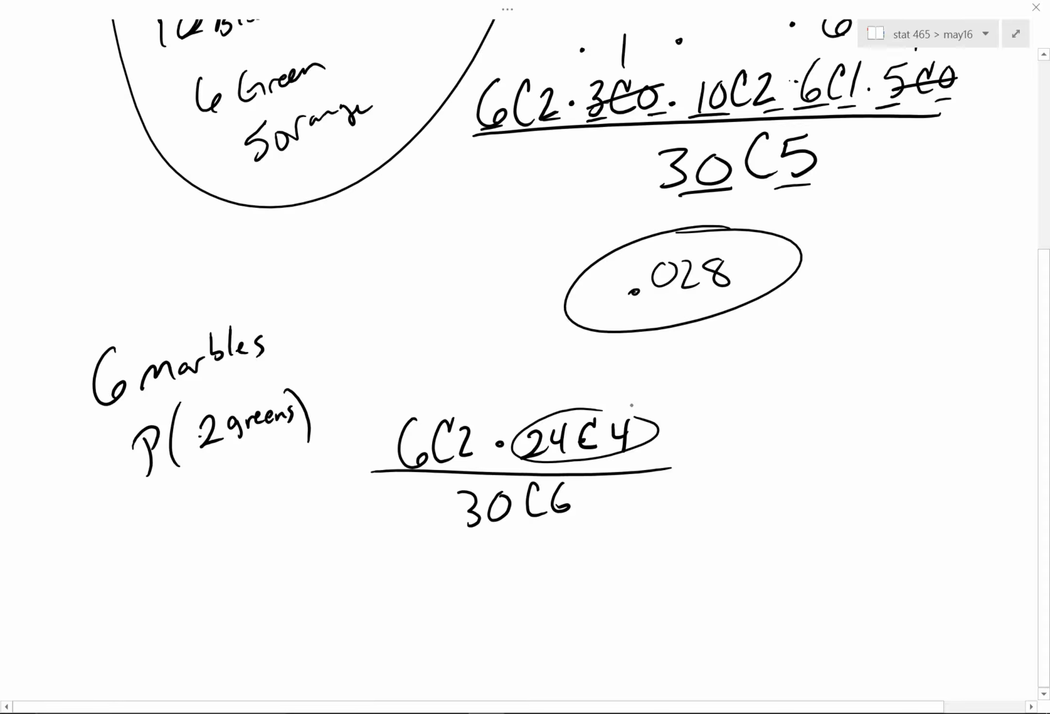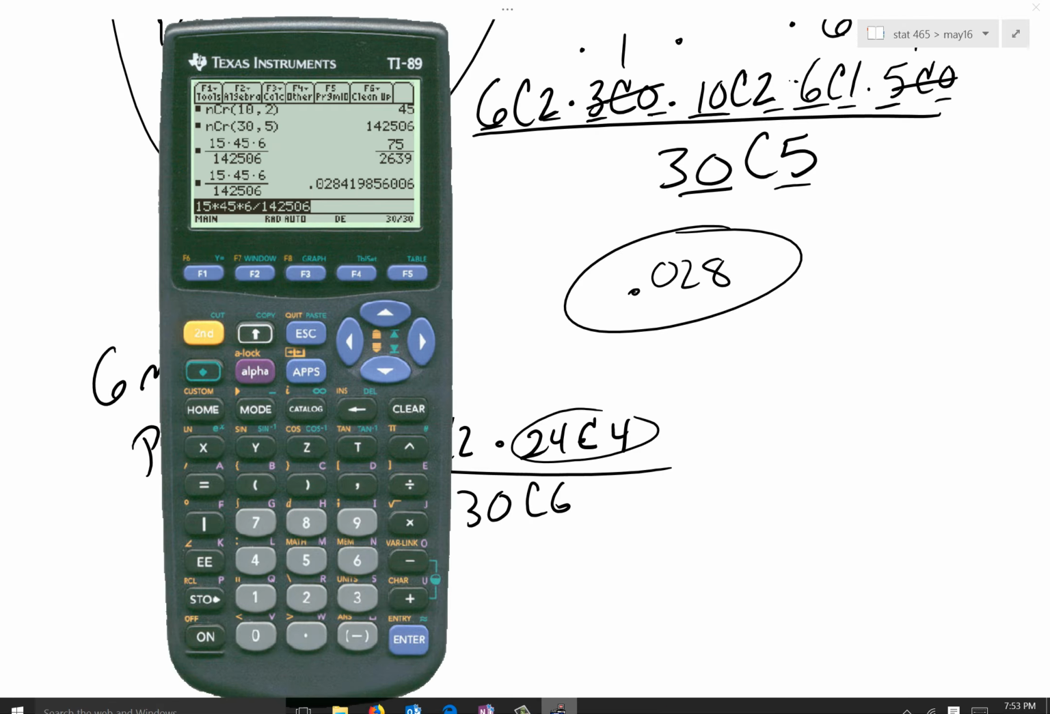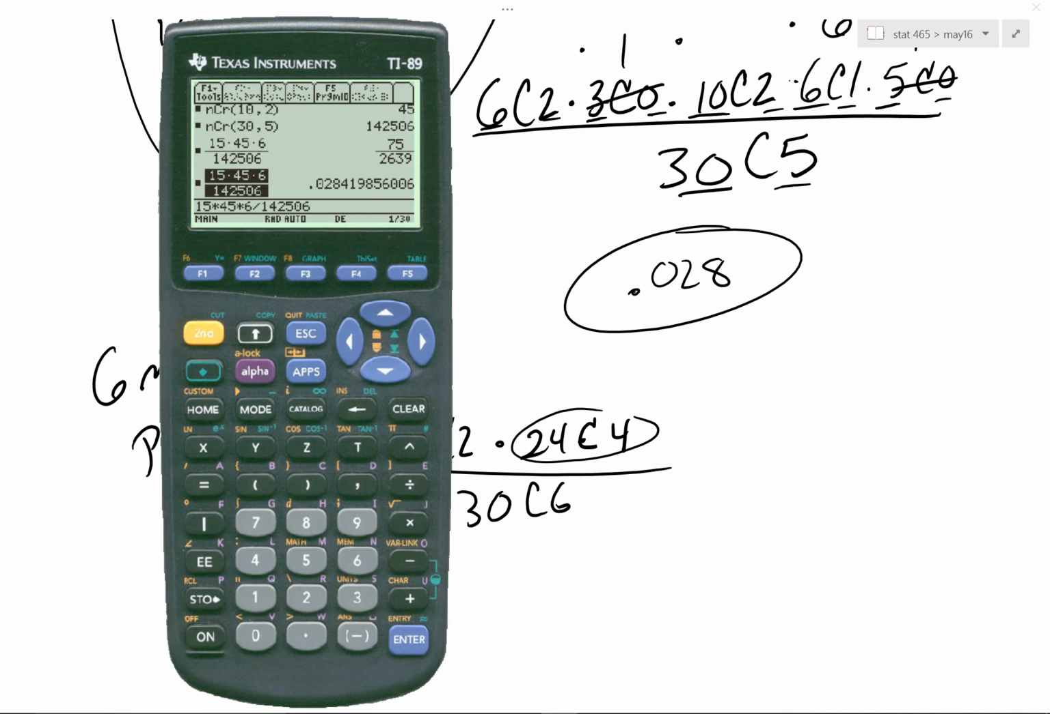Well, you said you want 2 green. I did. But it's 6 choose 2, which I already know what the answer to that is, times this thing. 24 choose 4 is not a small number. It's a fairly healthy number. I don't know what it is, but I just know that that's a true statement. Come up here and grab one of these. Bam. So I'll do 30 choose 6.